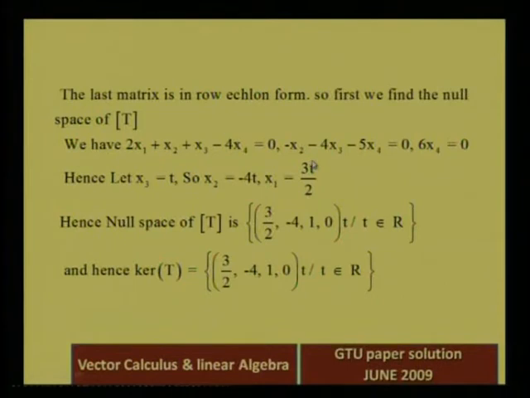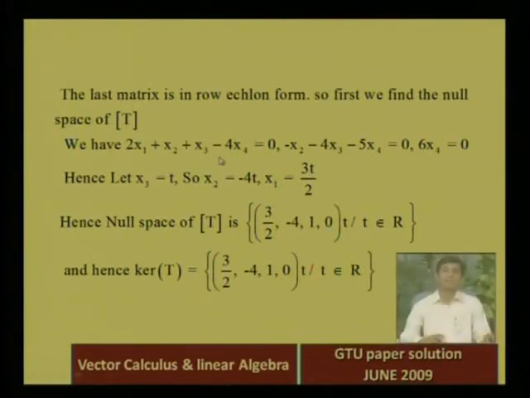x2 is equal to, because x4 is equal to 0, right? x4 is 0, x3 is t. So put this value in this equation. x2 is equal to minus 4t minus 5 into 0, so minus 4t. So x2 is equal to minus 4t, and x1 is equal to what?